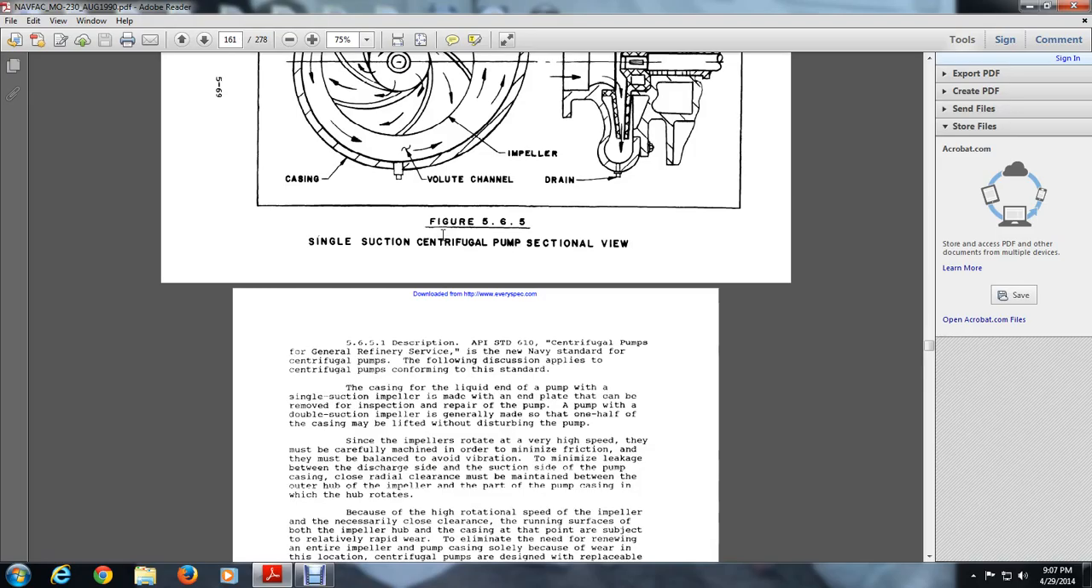The following discussion applies to centrifugal pumps. In a pump with a single suction impeller, the casing of the liquid end is made with a removable end plate, so the impeller can be removed for inspection and repair of the pump.